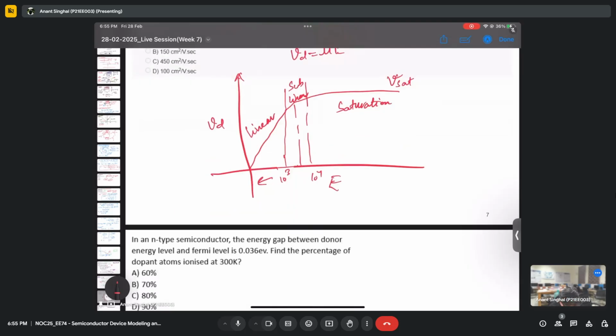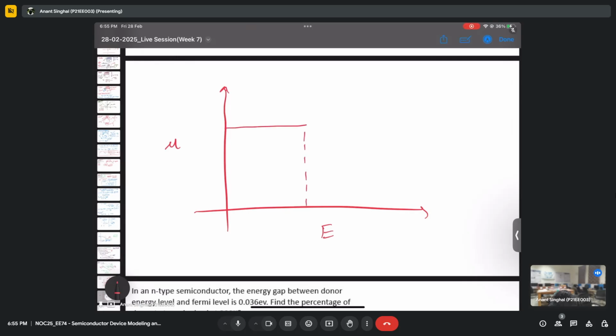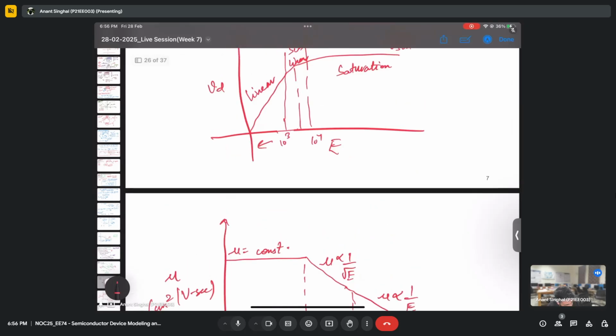And if I now plot the mobility versus the electric field, that will give you more insight. As we said, till the lower electric field the mobility remains constant, then we have a certain decrease in the mobility, and then a further decrease. Here mu is inversely proportional to root E, and here mu is inversely proportional to E. Here mobility is constant. This is the plot between mobility, in centimeter square per volt second, and the electric field, let's say in volt per centimeter. Just to align these two plots, I have given you the idea.